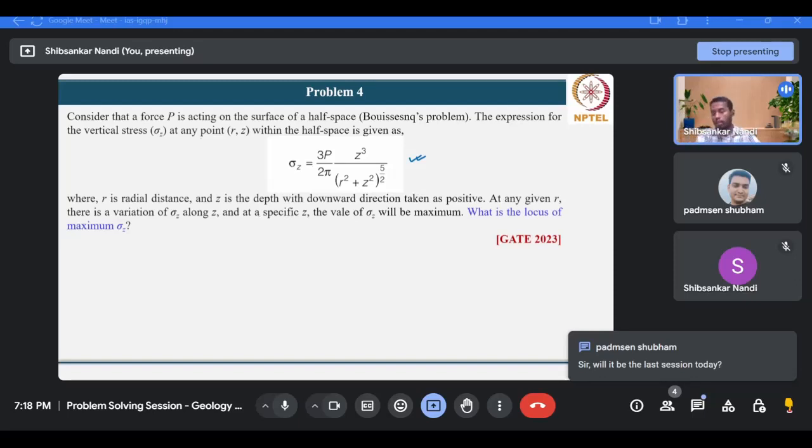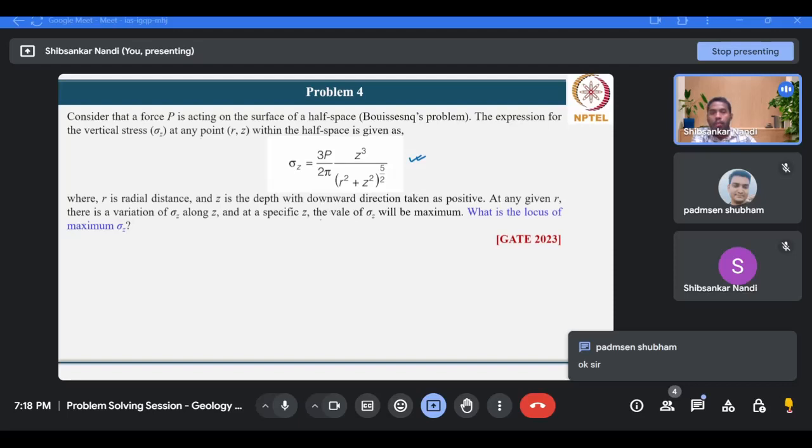No, it's not the last session, so we'll be having one more session, not next Sunday, coming Sunday. Okay, so that will be the last session. On 14th April, we'll be having our last session. Okay, so this is the second last session you can consider.